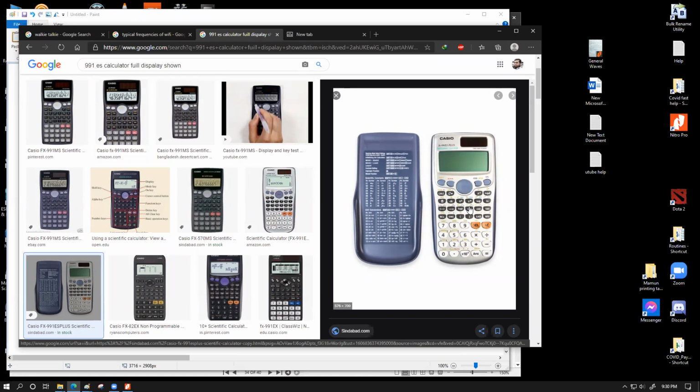Could someone go to the base command and tell me where it shows up? I don't have this calculator, honestly. I don't use it often.